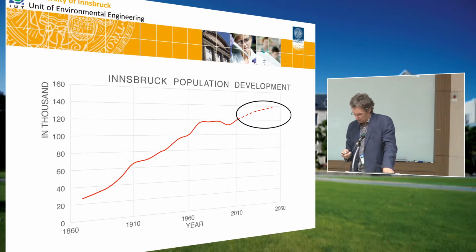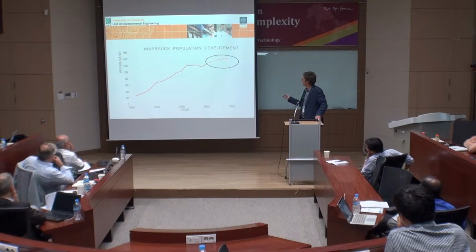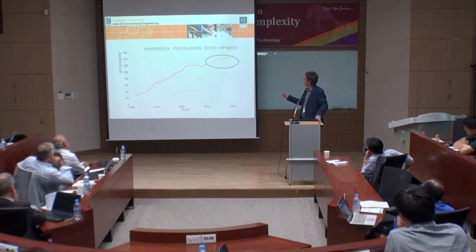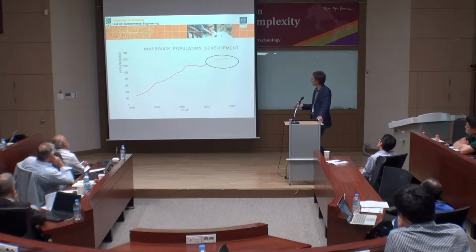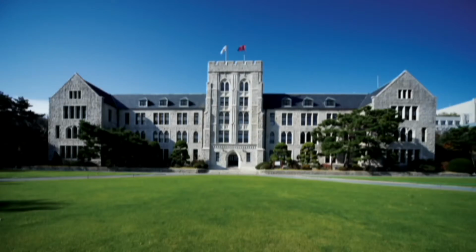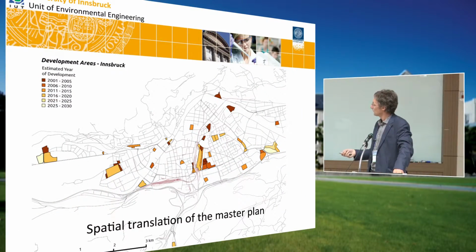It starts in a way that we have to come up with a prediction of the population changes. In that case here, we have a population increase in Innsbruck. That's a stagnant period, which I talked about before, and now we are going to see an increase again in the next 50 years. Could also be a decrease, but an increase is happening in that case. So again, what we need as the next thing is a spatial translation of the master plan.